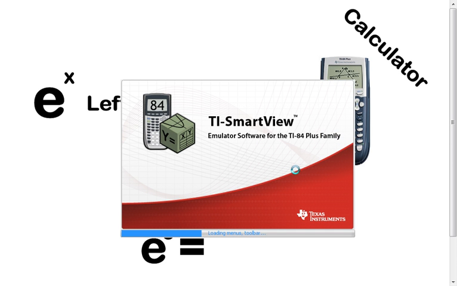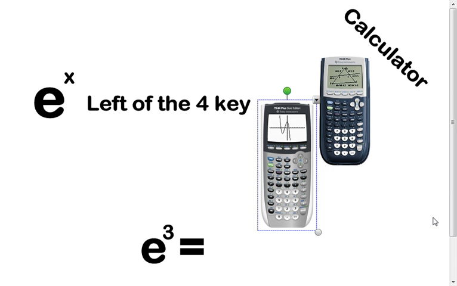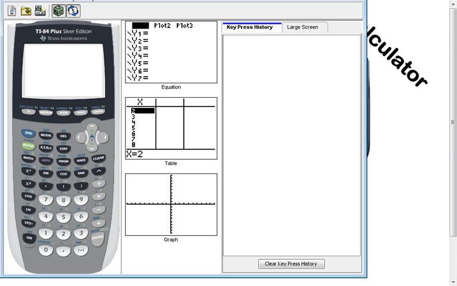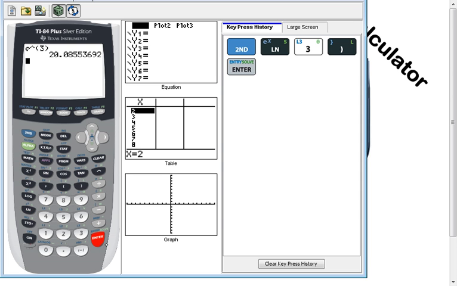Okay? You can type in e to the third on your calculator, so use the e to the x button, and when you type in e to the third on your calculator, you should get 20.09 if you do that right. Again, left of the number 4, it's blue and it's above the ln, so e to the third power, and then enter, and you should get 20.09 when you do that. Okay?